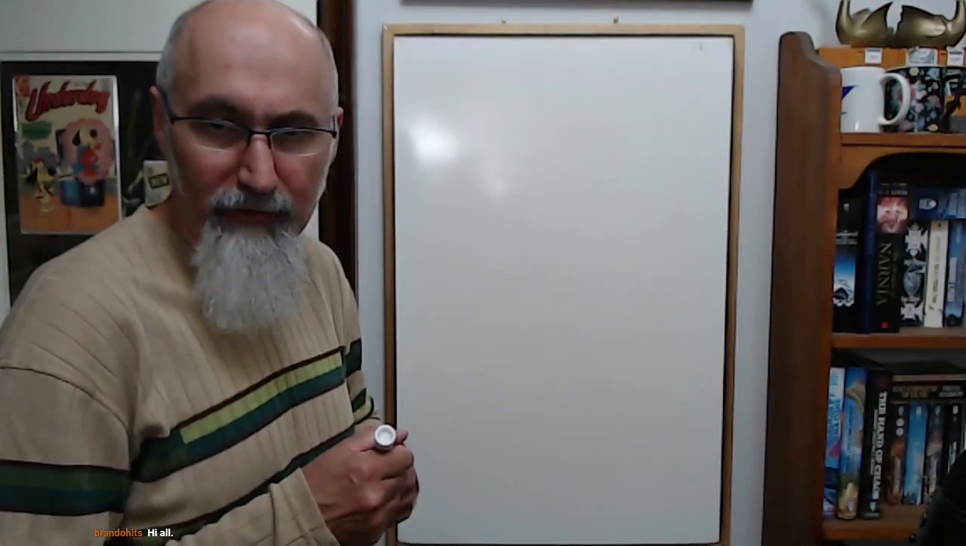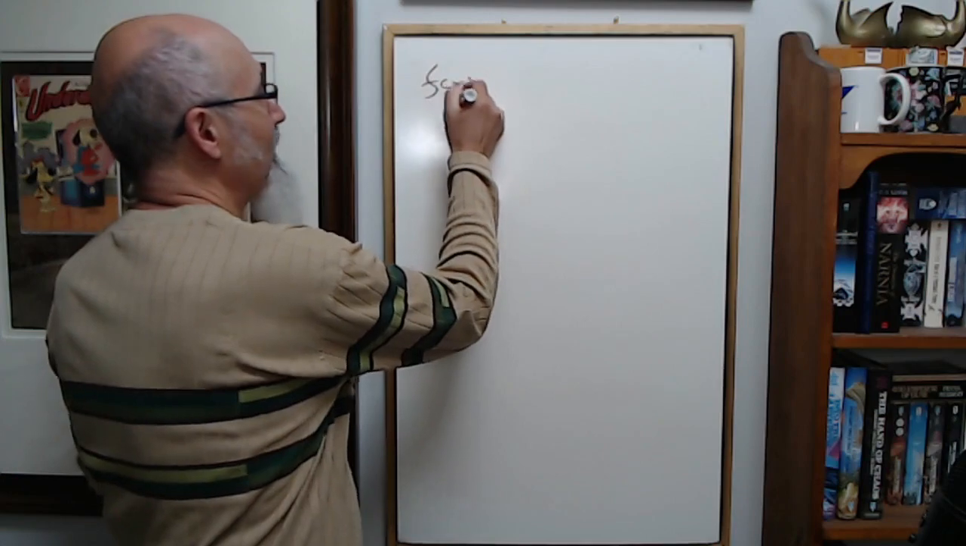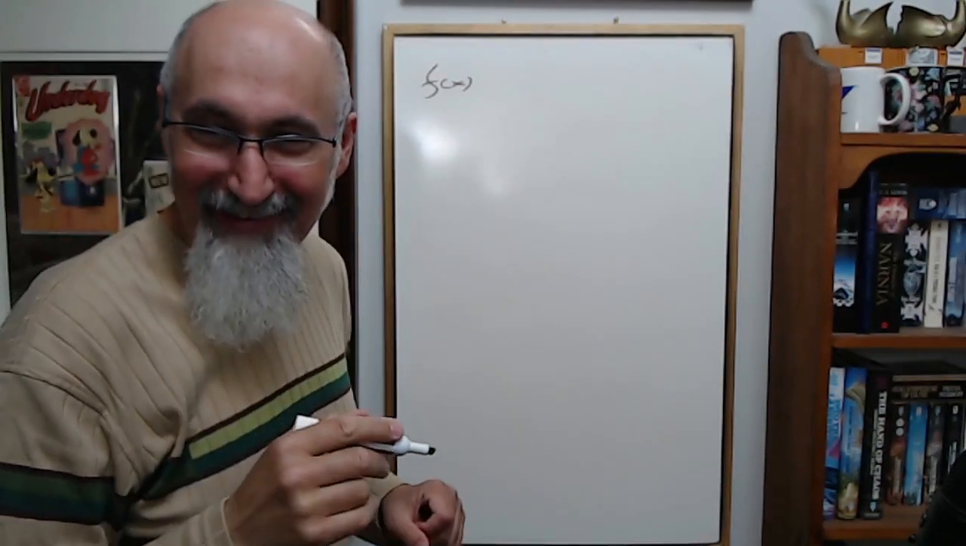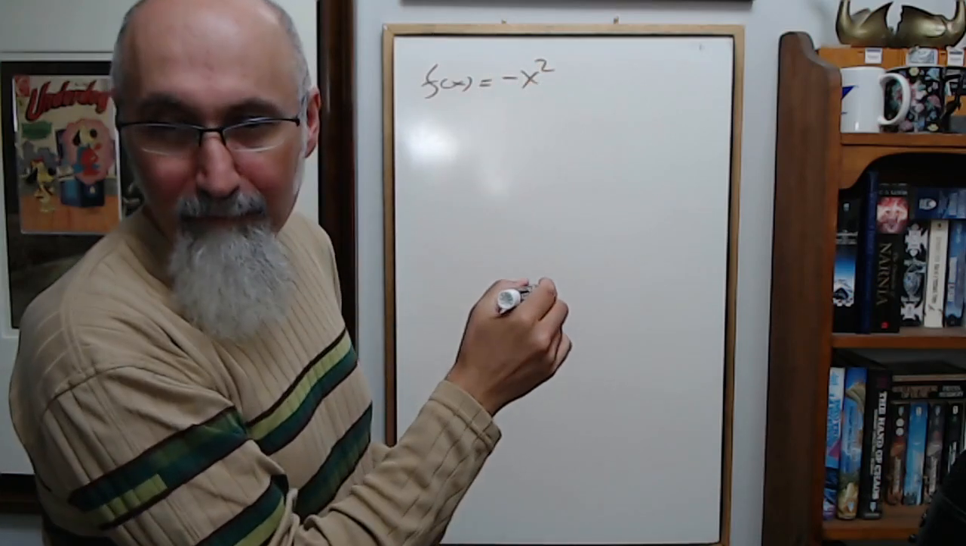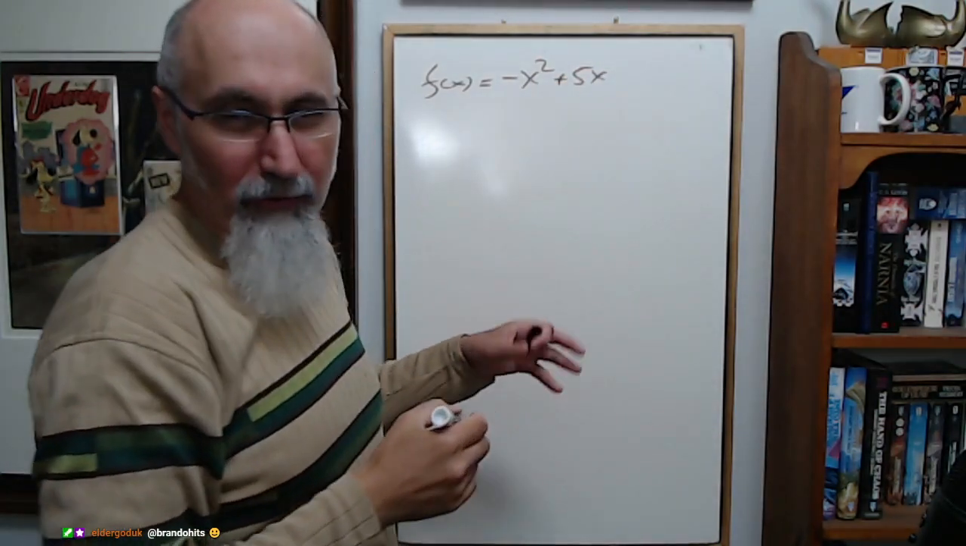I'll write it down here. And the other one being a linear function. So let me write down the two functions first. Okay. So the first function being a quadratic, by the way, I got new pens. I got new pens. It's going to be nice and bright. f of x equals negative x squared plus 5x. Okay. So that's our quadratic.